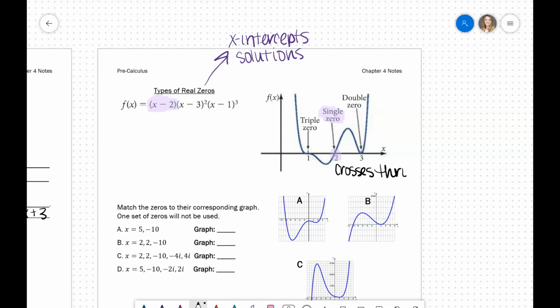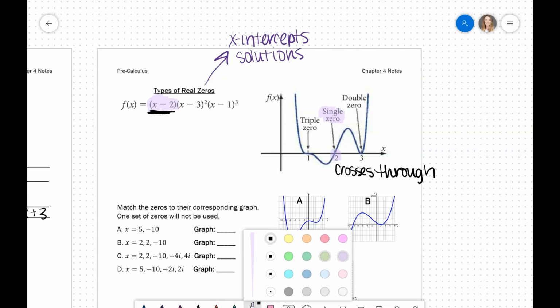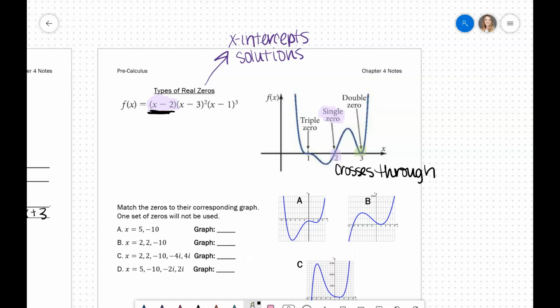Crosses right through the x-axis. It's a single 0 because I only have one of those factors. Now when you look at the next factor, we wrote it simpler as x minus 3 squared. That could have technically been written as x minus 3 times x minus 3. And so we classify that as a double 0. And so what happens is it ends up bouncing off the x-axis there.